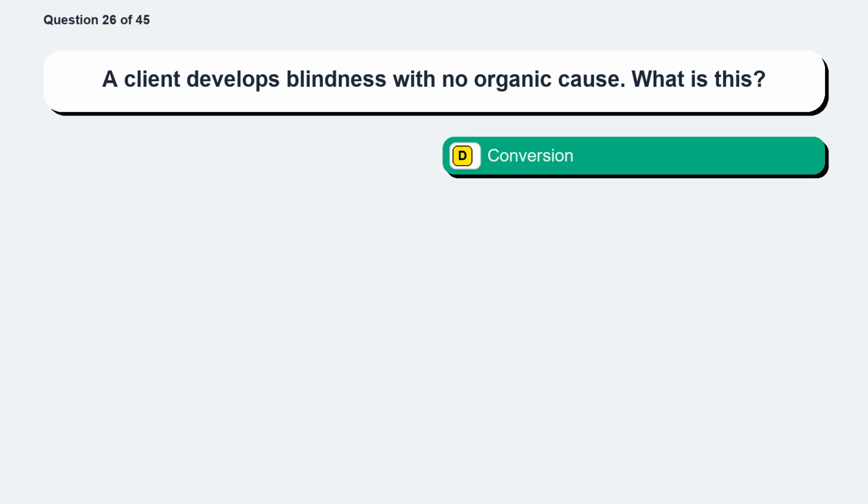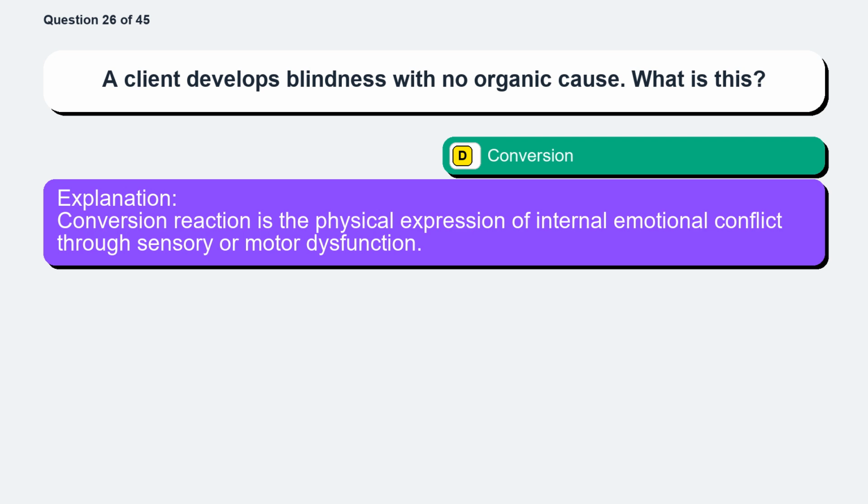The correct answer is option D, conversion. Conversion reaction is the physical expression of internal emotional conflict through sensory or motor dysfunction.